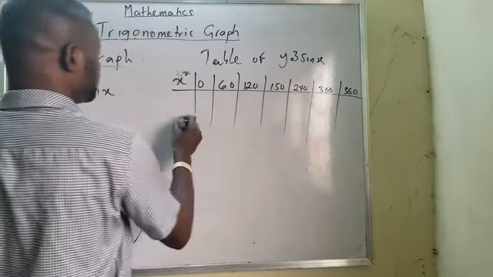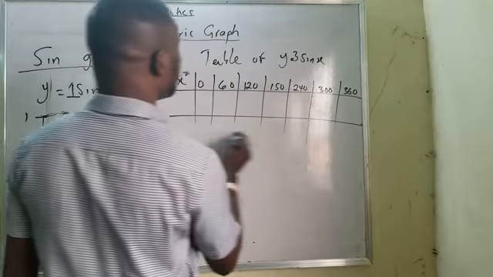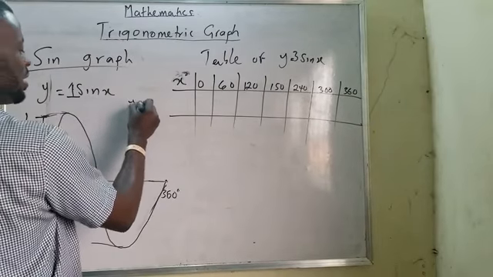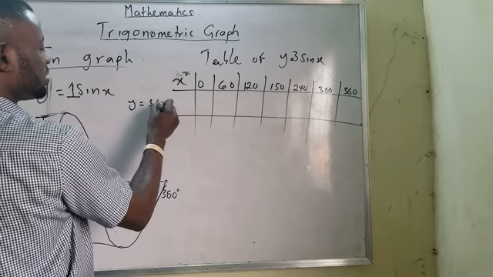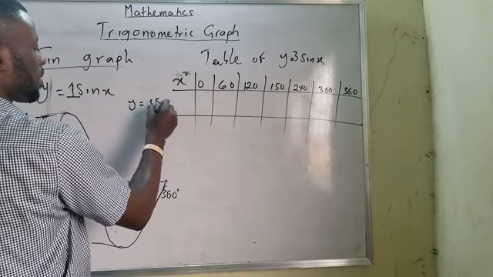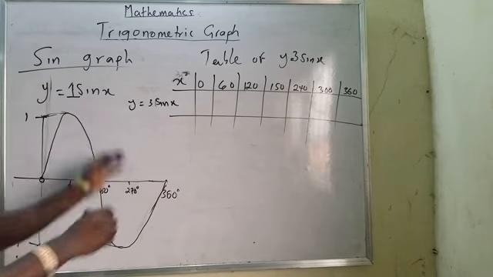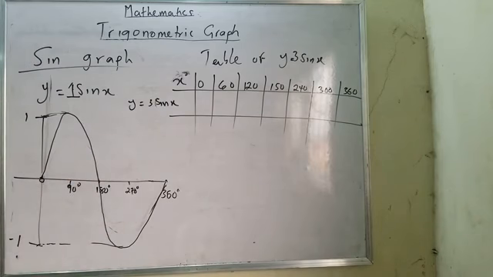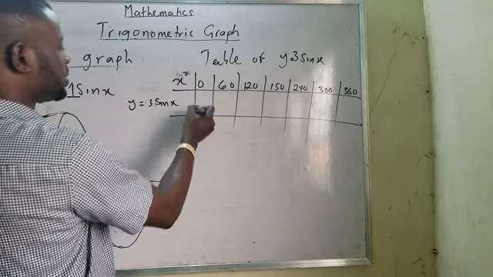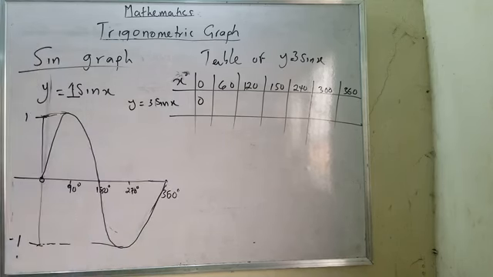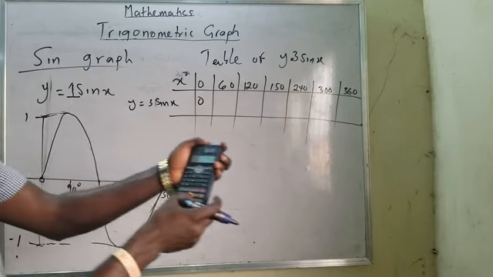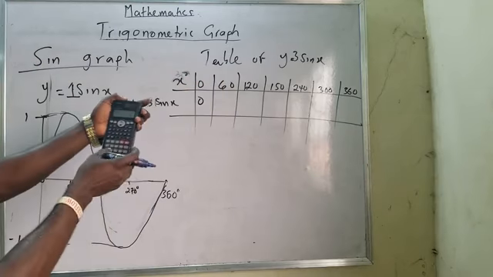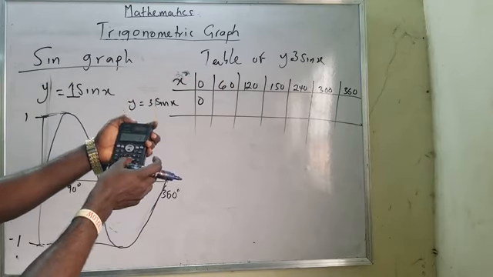That is how the table will be like. Now, don't forget that my y equals 3 sin x. When x is 0, 3 sin 0 will be what? It is 0. Now, when you have it, just press 3 on your calculator, then sine.